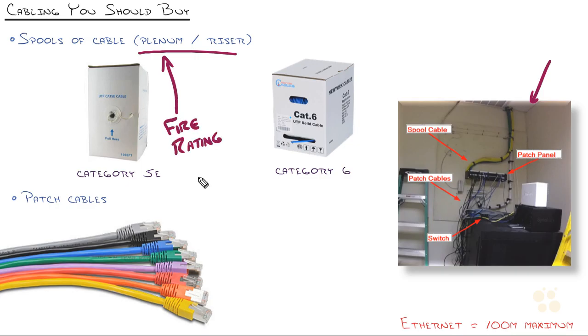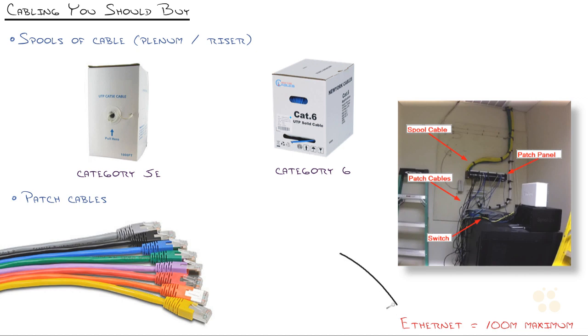And if you ever have a building inspection and you've installed riser cable, which is usually what you use in normal spaces like this to connect a patch panel into the switch, you'll probably fail your building inspection. Plenum cable is a little bit more expensive, and if you're doing this all in your home, most of the time you'll get away with just using riser cable. In offices, you'll want to use the good stuff.